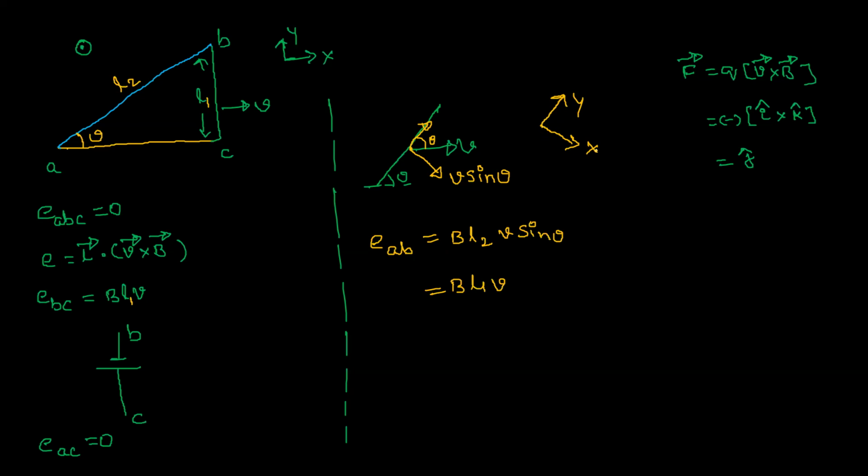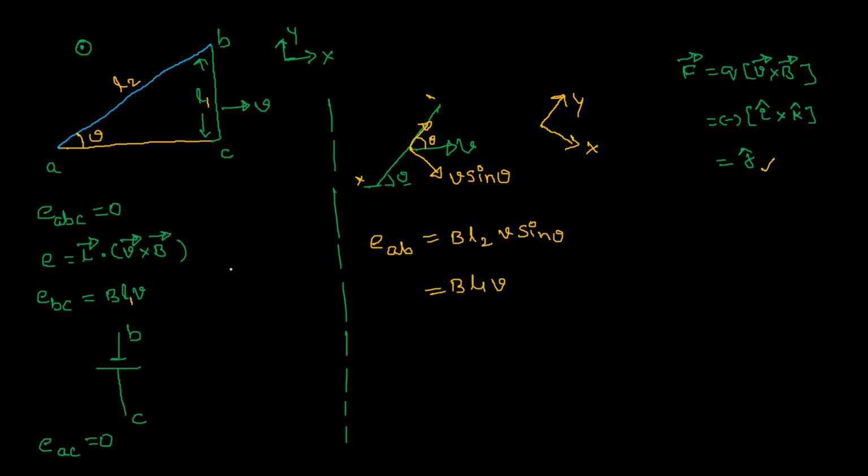Now take again the same logic. Charge is negative for the electron. Direction of velocity is along positive x-axis, that is i cap. Direction of field is outwards, that is k cap. The force direction is again j cap. Again j cap means electrons move towards B. So this is low potential and this is now high potential.